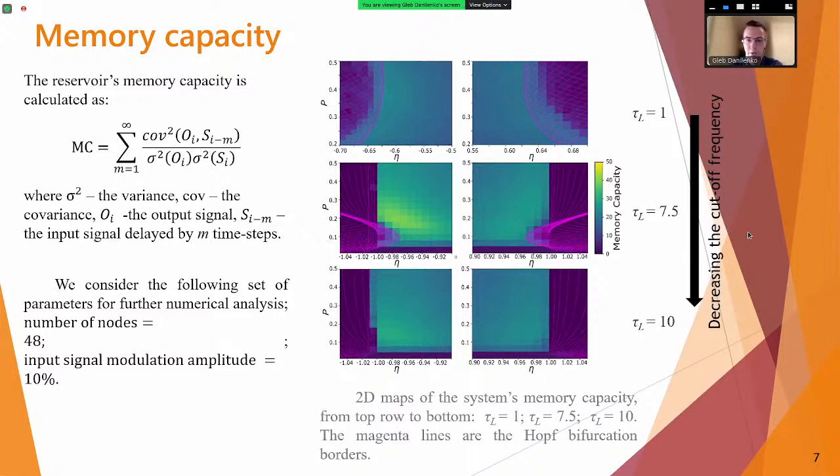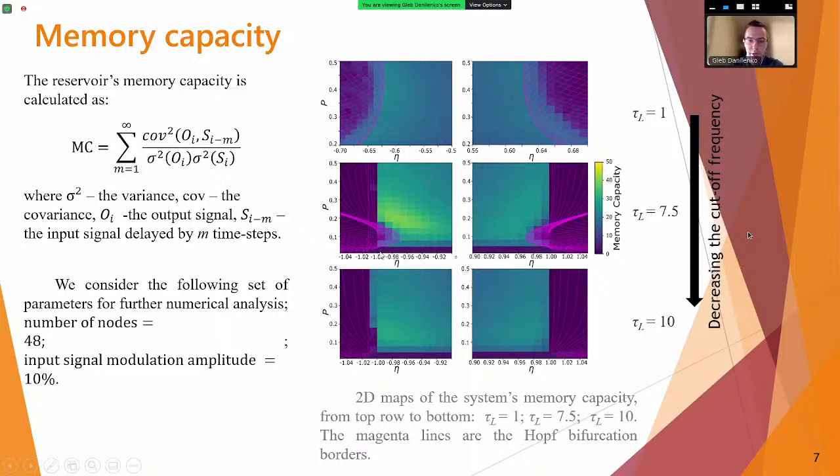We first performed a linear stability analysis to determine the Hopf bifurcation borders. The range of feedback strength and power parameters for the reservoir computer numerical modeling were chosen based on the calculated bifurcation boundary for each low-pass filter cutoff frequency. The reservoir's memory capacity was calculated as the correlation between the past inputs and their values extracted from the reservoir. The figure shows the 2D map of the system's memory capacity for different values of the low-pass filter cutoff parameter, along with the Hopf bifurcation border.